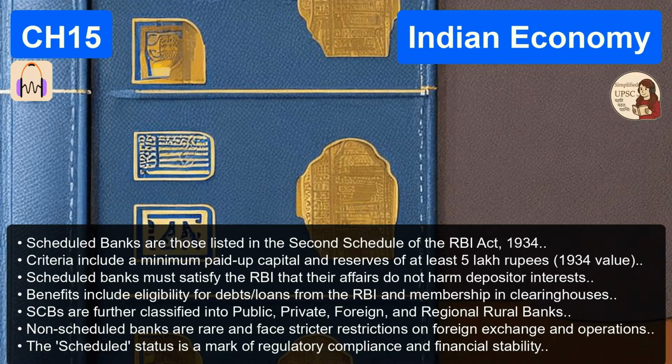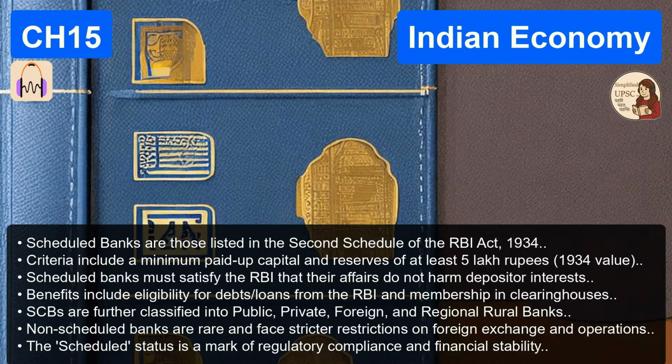Historically, the criteria were that you had to have a paid-up capital and reserves of at least 0.5 million rupees. Wait, 0.5 million. That's 5 lakhs. Yes, 5 lakhs. That sounds incredibly low by today's standards. You can barely buy a decent hatchback car for 5 lakhs now. It does sound low now, but remember, this was 1934. The value of money was vastly different.